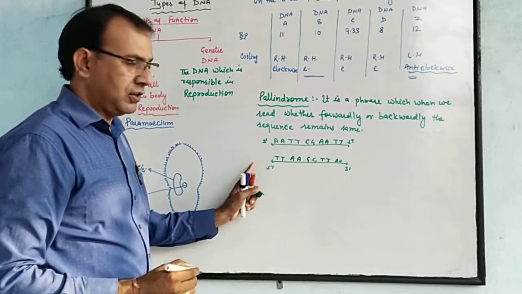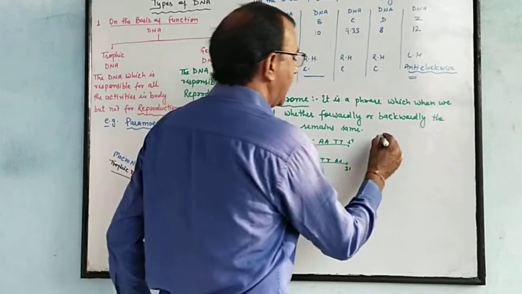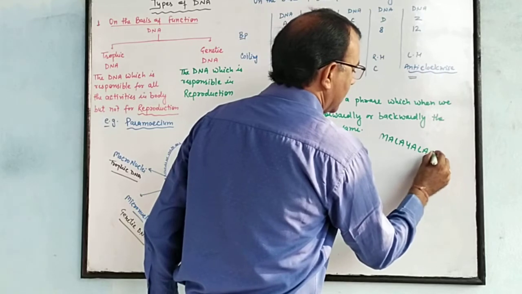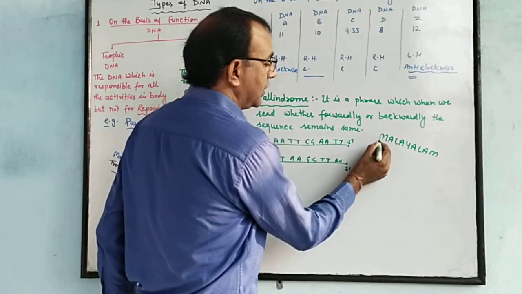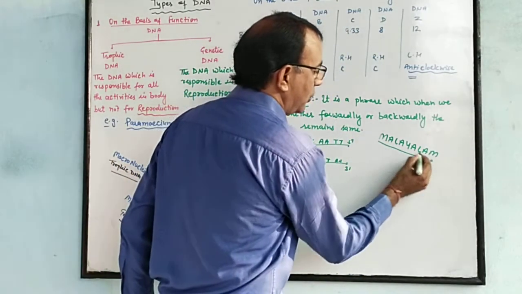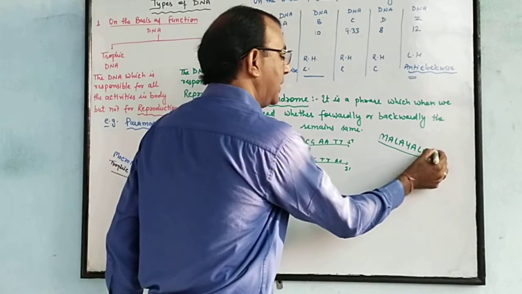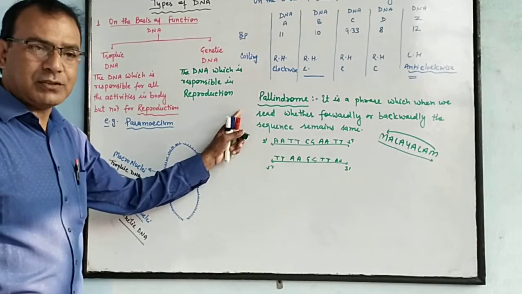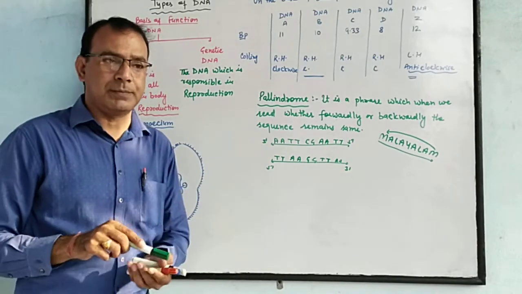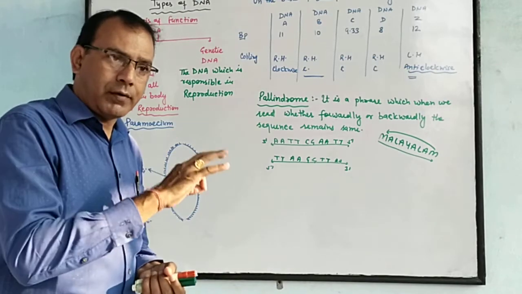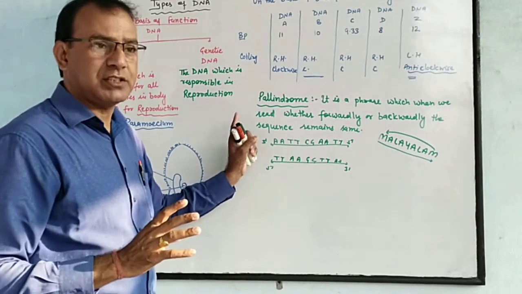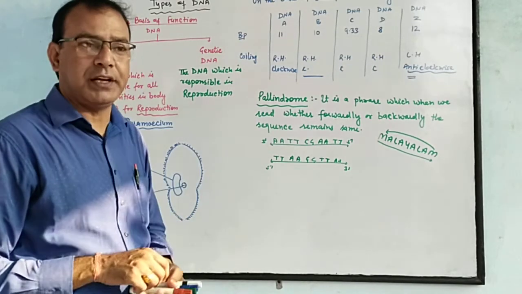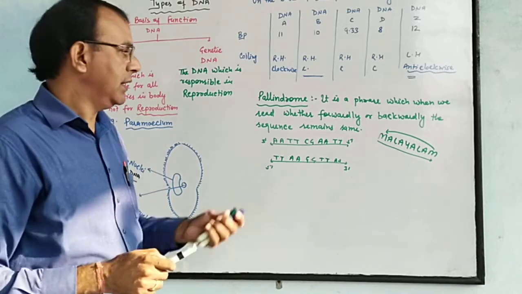You can also take an example of Malayalam. If we read this sequence from here to this one, Malayalam, and then read from the other end, it also gives Malayalam. The sequence of a phrase or word, when we read forwardly or backwardly, remains the same. That is known as a palindrome. This is very helpful in the biotechnology chapter.